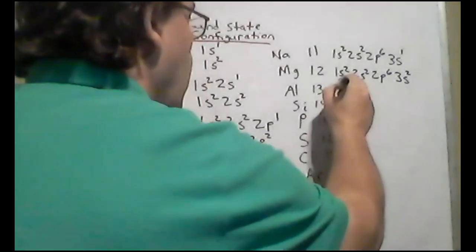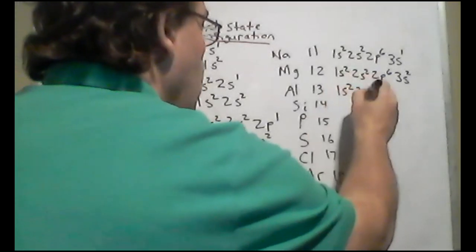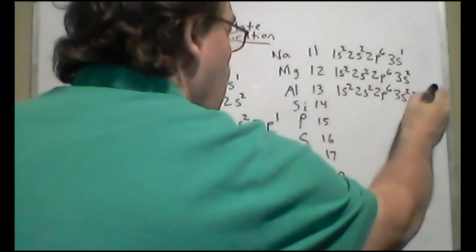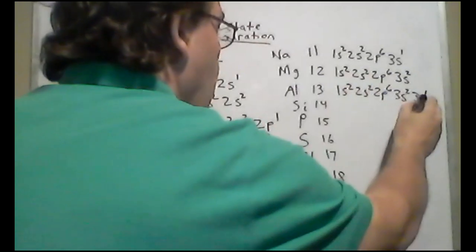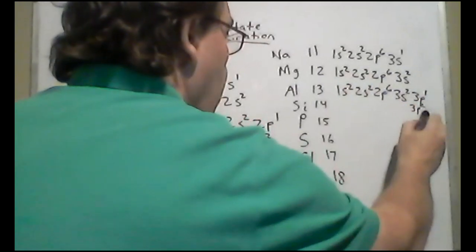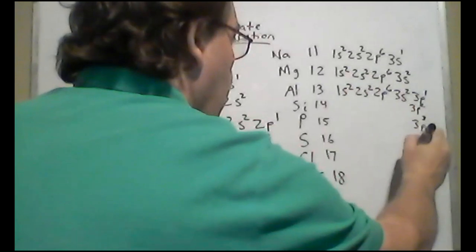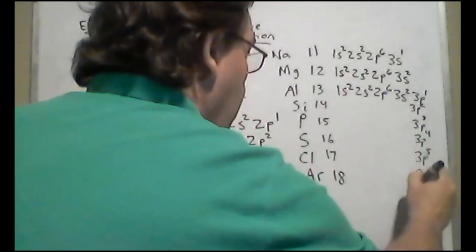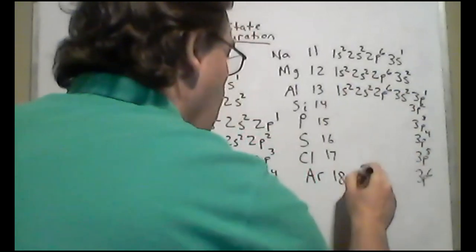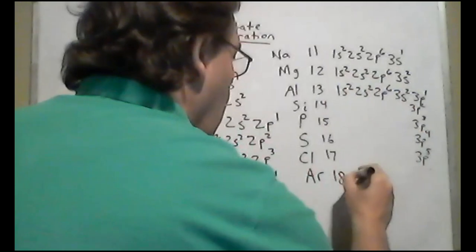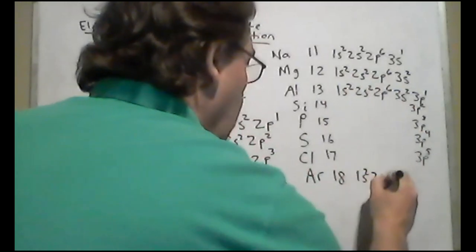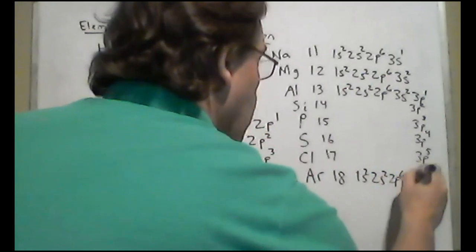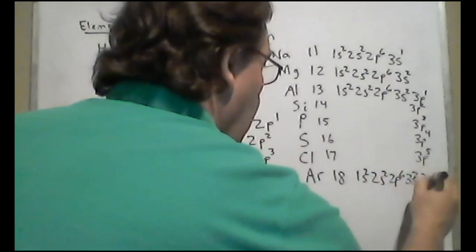All right. So again, they all end up being 1s2, 2s2, 2p6, 3s2, 3p1, same deal, 3p2, 3p3, 3p4, 3p5, and 3p6. So again, this final one would be what? 1s2, 2s2, 2p6, 3s2, 3p6.